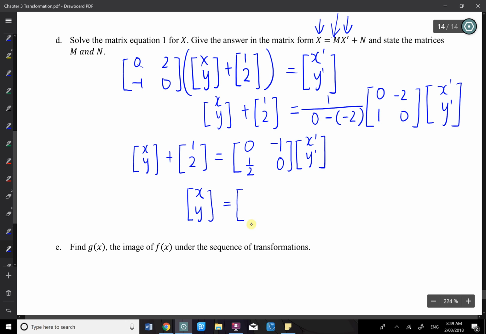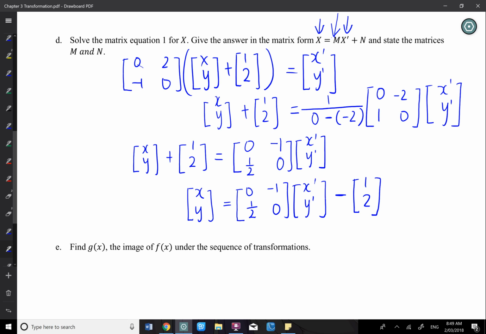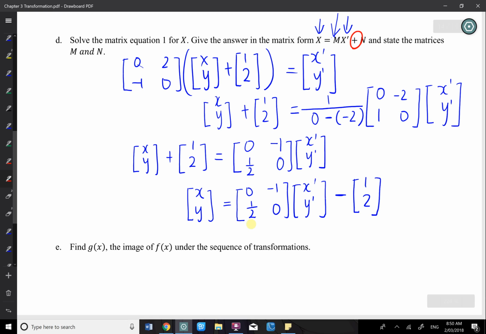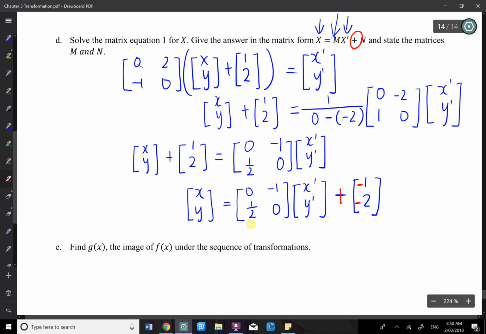xy equals 0, negative 1, a half, 0, x dash, y dash, minus 1 and 2. I'll subtract that matrix to the side. Subtract what I plus on the left hand side to the right hand side. But be careful, this is a plus. You must have things within the form given to you. So that sign is a plus. I don't want a minus. So I will say a plus, minus 1 and minus 2. I will negative both numbers.